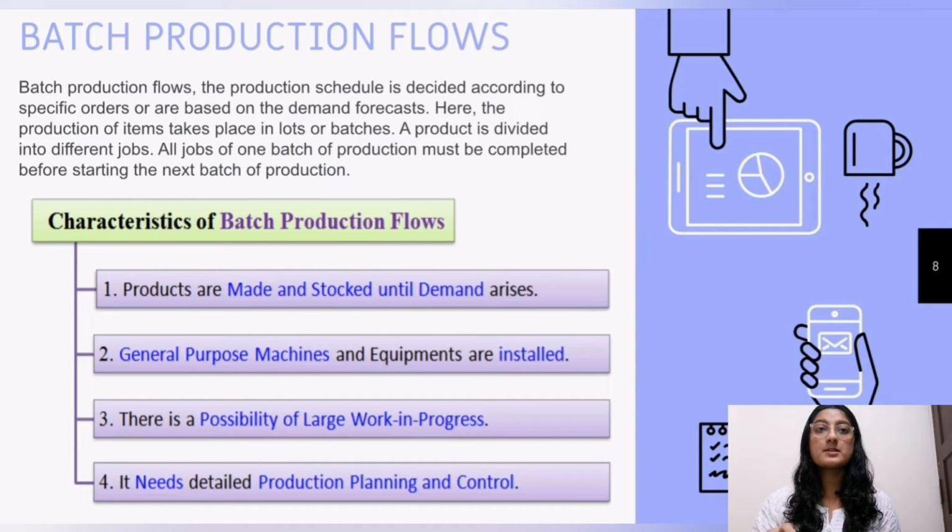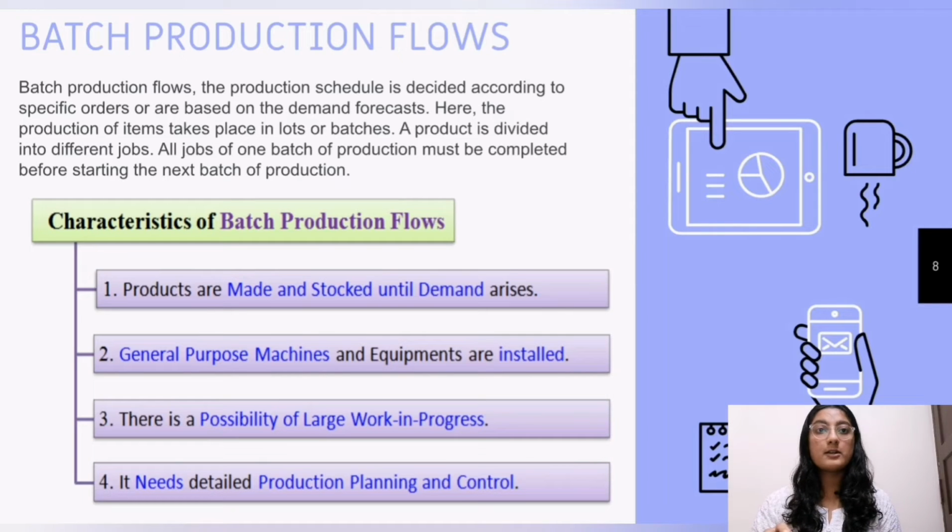Then general purpose machines and handling equipment that can do different jobs quickly are installed. This is because large varieties of items are to be produced. Then there is a possibility of large work in progress due to many reasons, as you saw during Corona time, like I said, in the example.